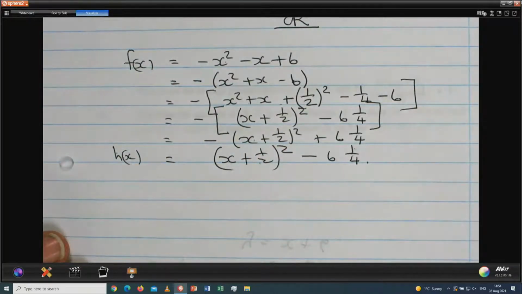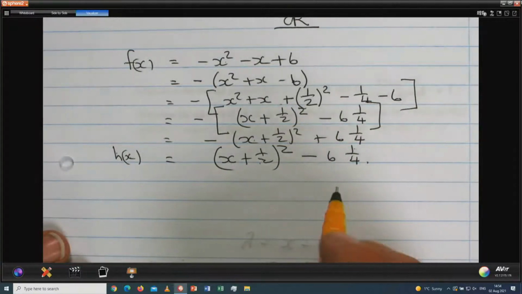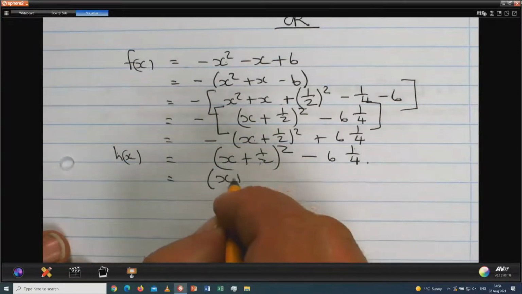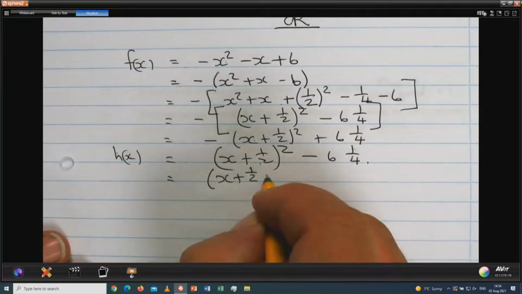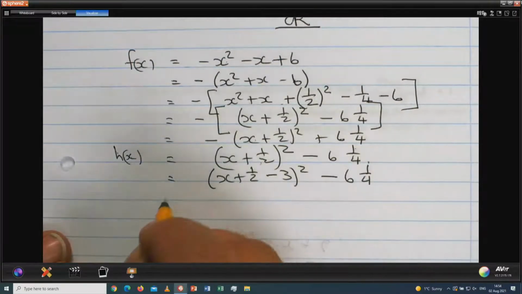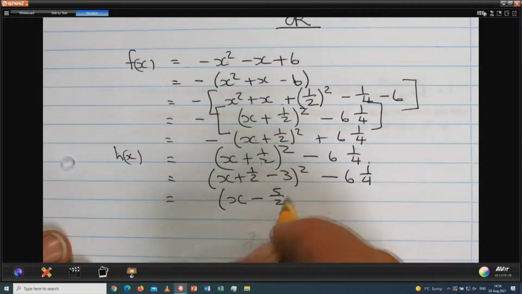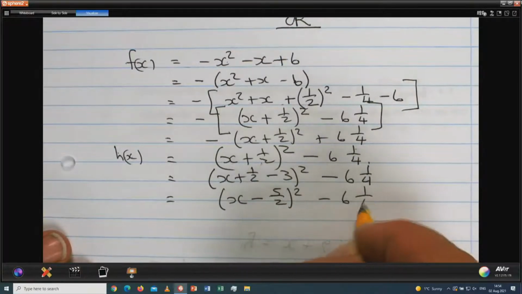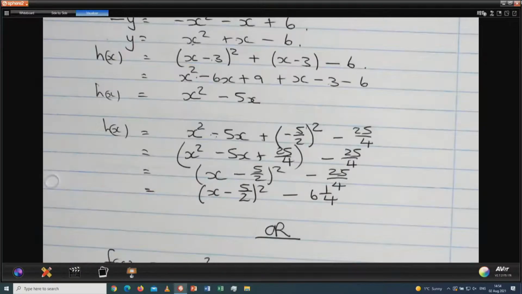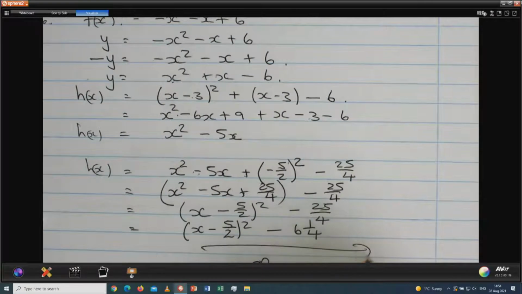Now in this case here, we're going to do the shifting. So it's shifted 3 units to the right. So wherever there's x, we're going to the right, so we put minus 3 to be squared, minus 6 and a quarter. So therefore it becomes x minus 5 over 2, which is 2.5, minus 6 and a quarter. So whether you did it this method or this method here, you'll see both solutions are the same.